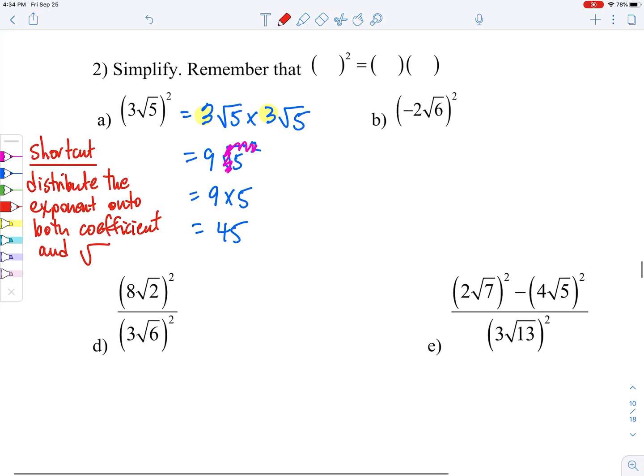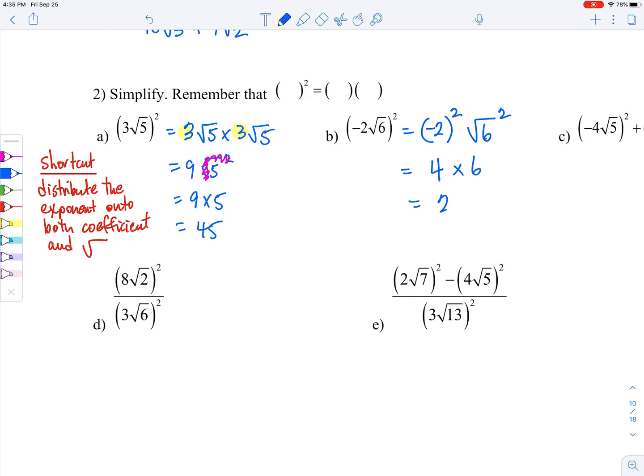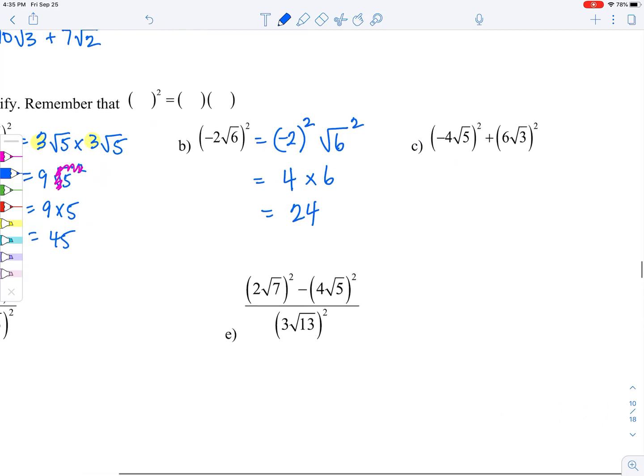So we're going to try the shortcut for b. We're going to take that squared and distribute it, so we'll get minus 2 squared, and then root 6 squared. Minus 2 squared is positive 4. Root 6 squared is just 6. So the answer is 24. It's a pretty handy shortcut, but if you forget it, you can just write it out twice.